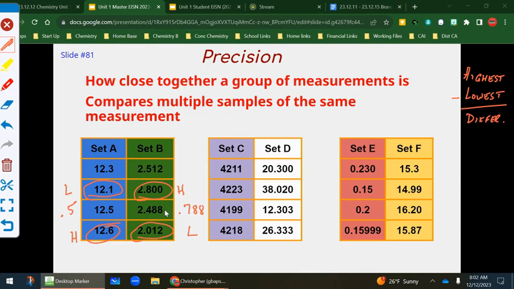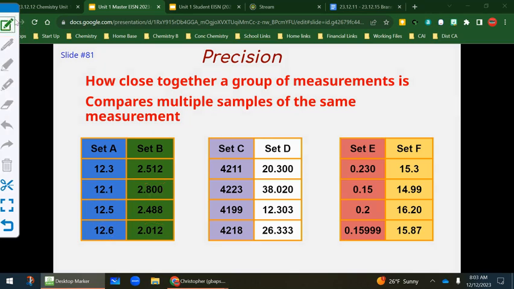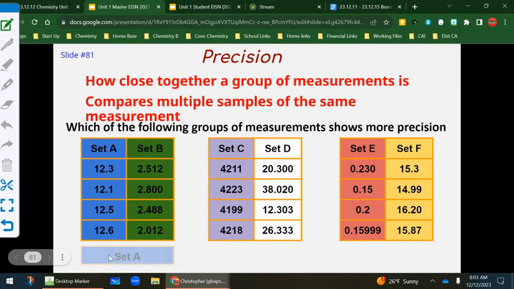It means that set A, ladies and gentlemen, oops, sorry, I'm not on that slide. Set A, ladies and gentlemen, is our more precise measurements. It is our more precise measurements.